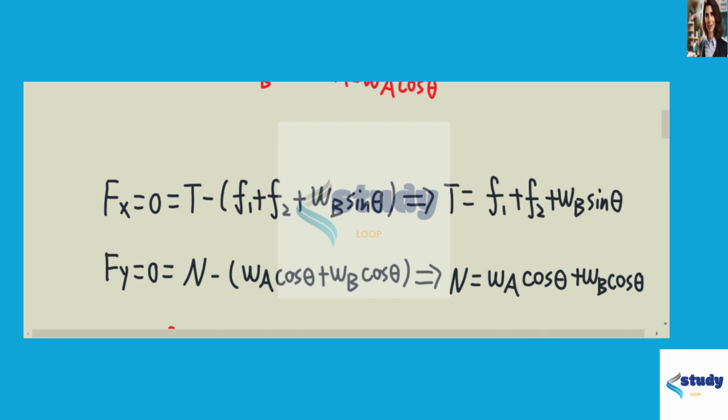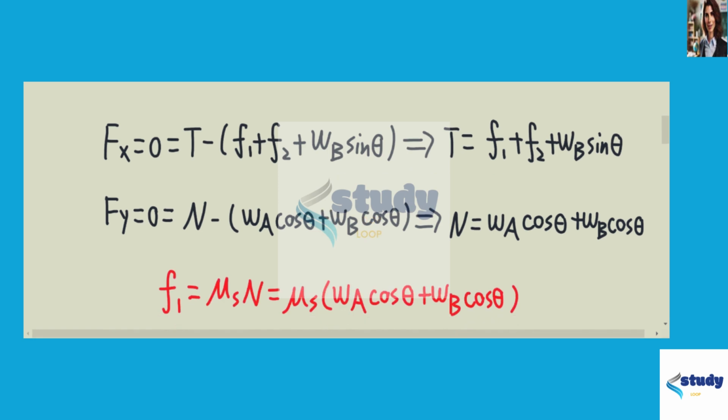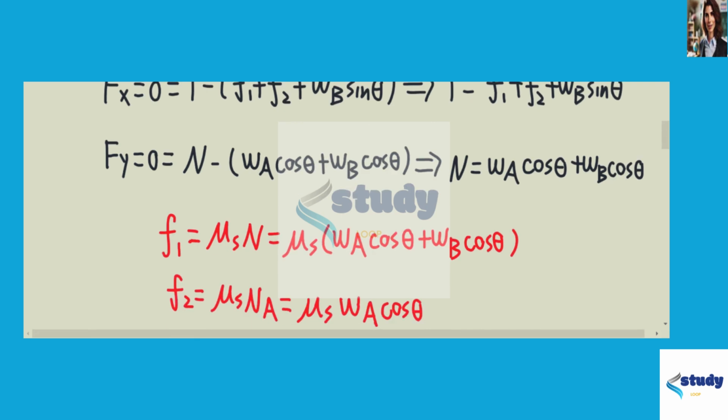We know at this point block B is also in equilibrium, so the net force along the X and Y directions should be equal to 0. Along the X direction, we have 0 is equal to T minus F1 minus F2 plus WB sin theta. Therefore, T is equal to F1 plus F2 plus WB sin theta. In the Y direction, we have 0 is equal to N minus WA cosine theta minus WB cosine theta. Therefore, N is equal to WA cosine theta plus WB cosine theta.